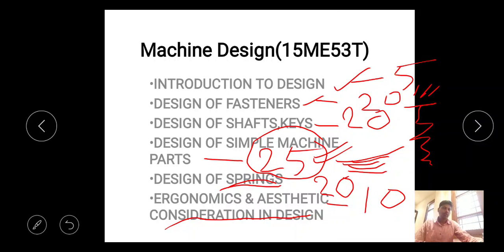So briefly, we have gone through what the syllabus is. First is introduction to design, where you are studying what machine design is and the different types of design.